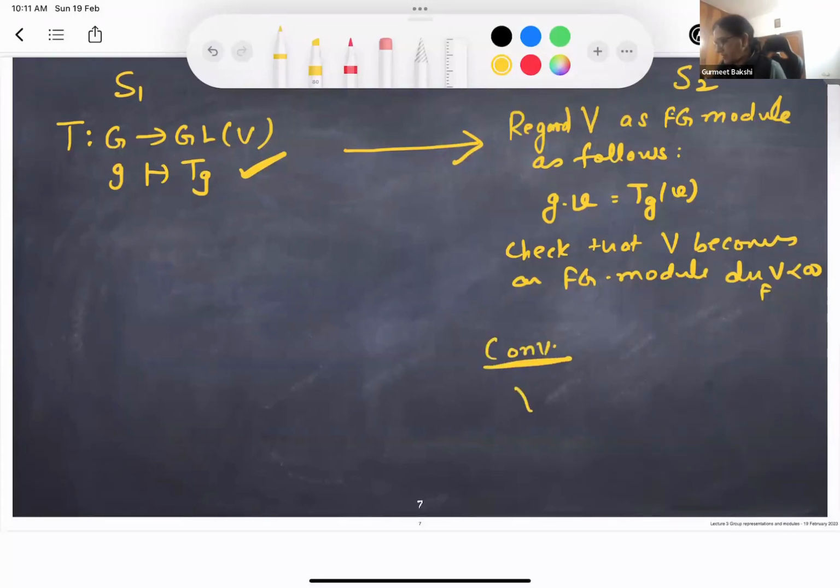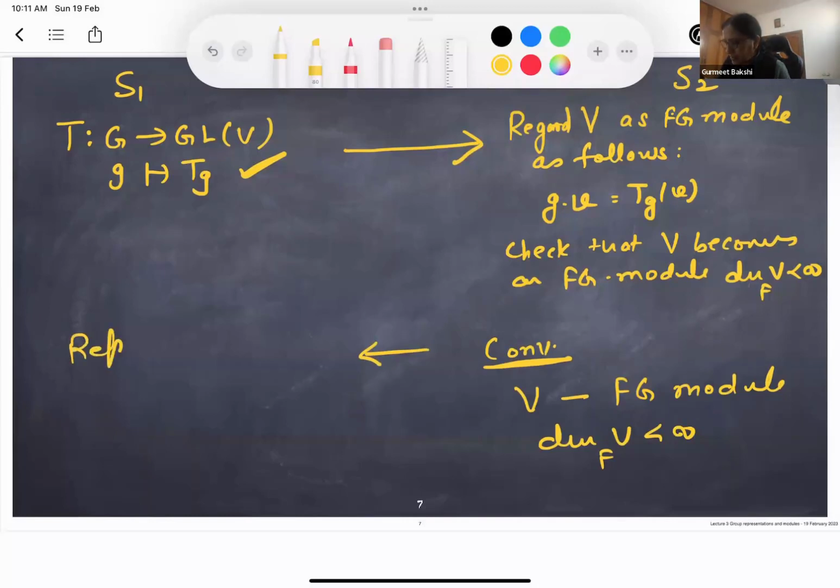suppose you are given V, which is an Fg module, and the dimension of V over F is finite. I want to construct a representation. So basically I have to give you a homomorphism from G to GLV, I will use the same V. V is an Fg module, therefore V is also an F module. V is a vector space over F, and the dimension of V over F is already finite, given to you. So given G, I have to give you a one-one onto linear transformation from V to V.